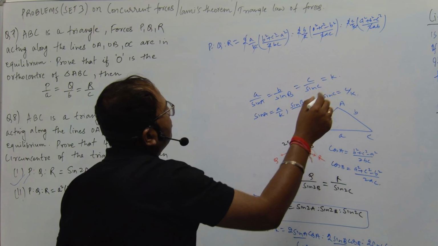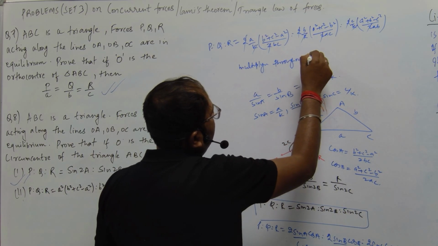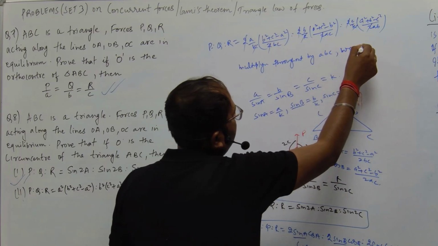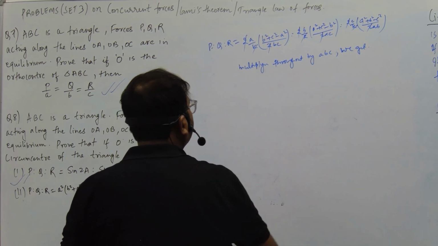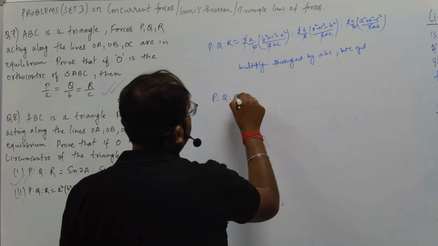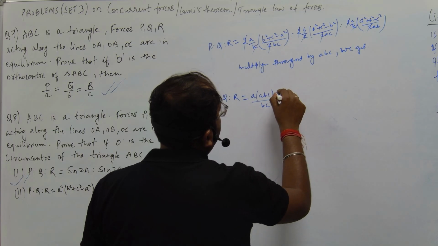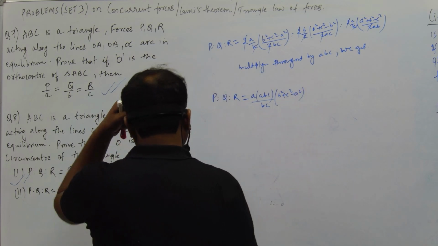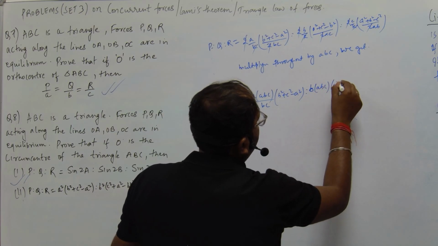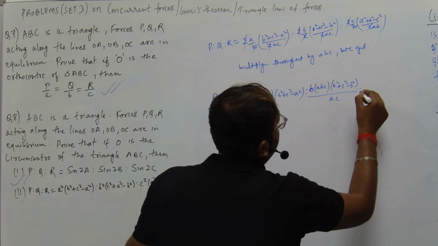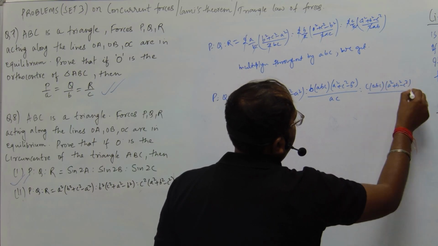Let us multiply throughout by abc. Multiplying throughout by abc, we get P is to Q is to R is equal to a times abc into b square plus c square minus a square upon bc, is to b times abc into a square plus c square minus b square upon ac, is to c times abc into a square plus b square minus c square upon ab.